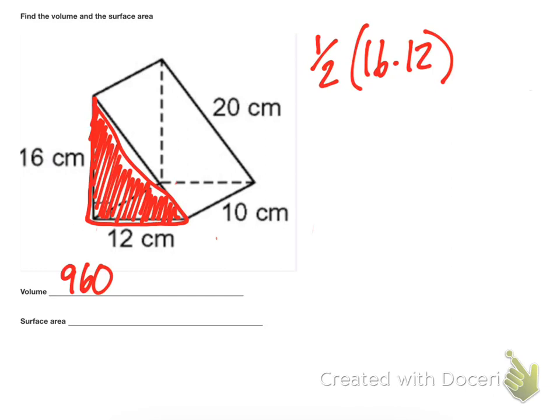Perfect. Yes, perfect. Dominic said there are 2 sides. We got that from Kyle. We got that from Olivia. We got that from Dominic. There are 2 of those sides. So I've got 2 times 1/2 times 16 times 12.